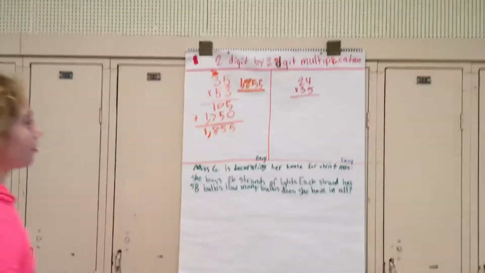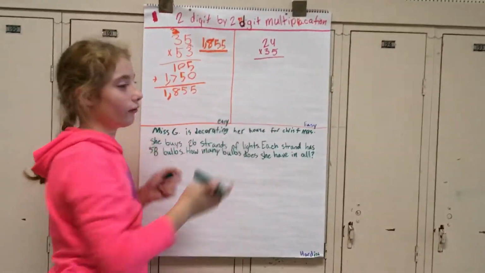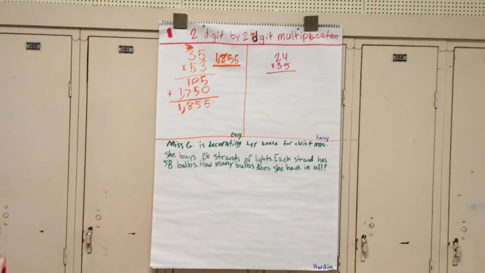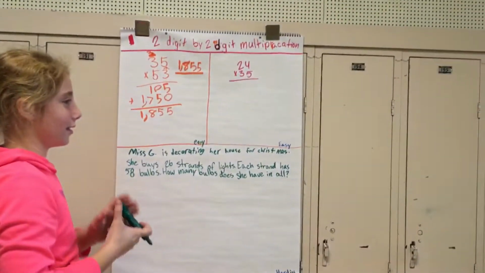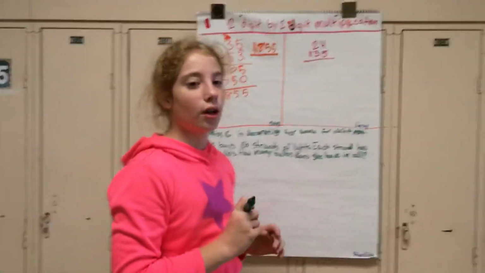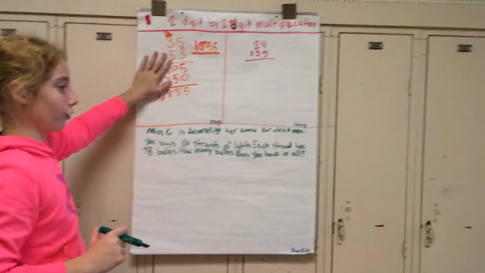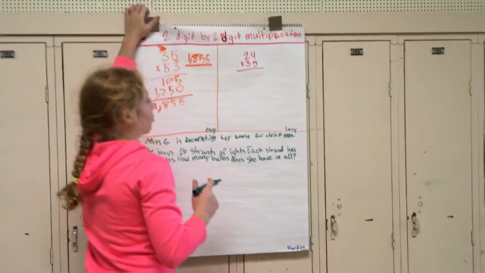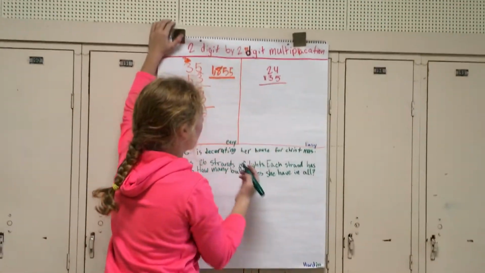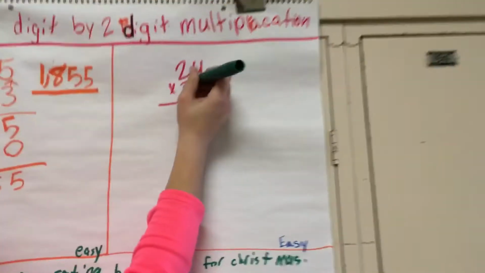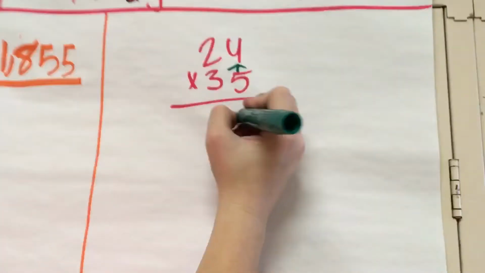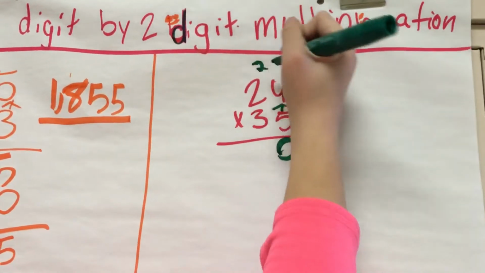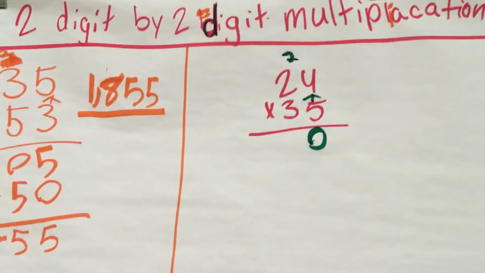Now we're going to do 24 times 35. It's a tiny bit different. It depends on how well you understood me doing that first one. So since we're doing 24 times 35, 5 times 4 is 20, right? Yes. So we put the 0, carry the 2.